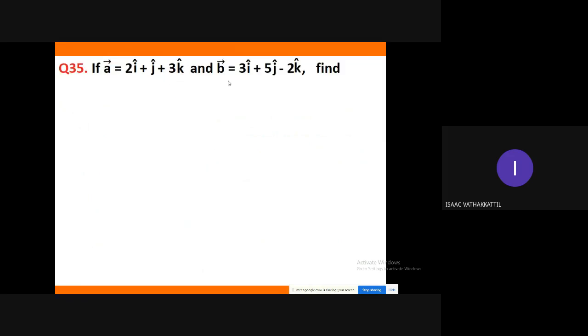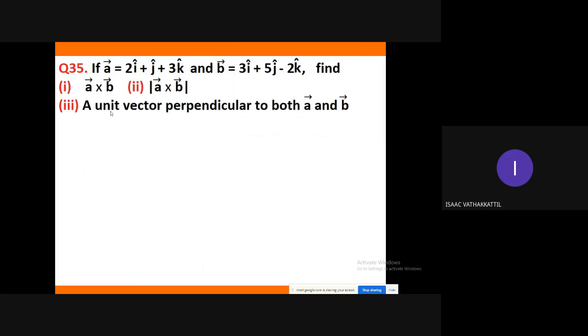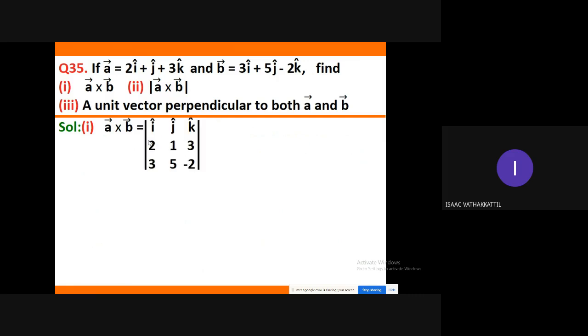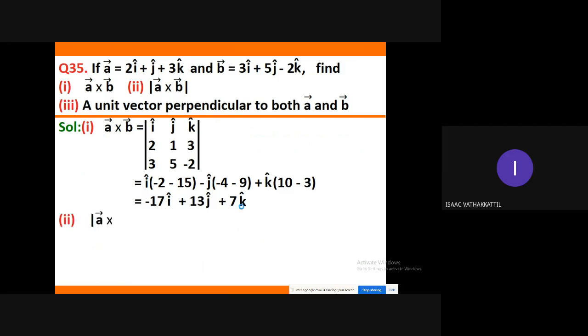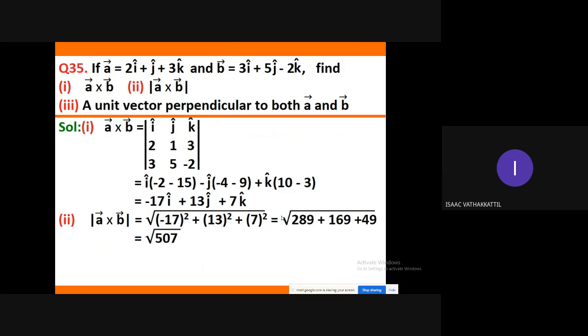Take an example: A and B are given vectors. What is A cross B, what is its magnitude, and find a unit vector perpendicular to both A and B. What is A cross B? It is the determinant. First row is I cap, J cap, K cap. Second row is 2, 1, 3 from A, and third row is 3, 5, minus 2 from B. That is evaluated as minus 17 I plus 13 J plus 7 K, and its magnitude will be under root minus 17 squared plus 13 squared plus 7 squared. That will be nothing but root 507.